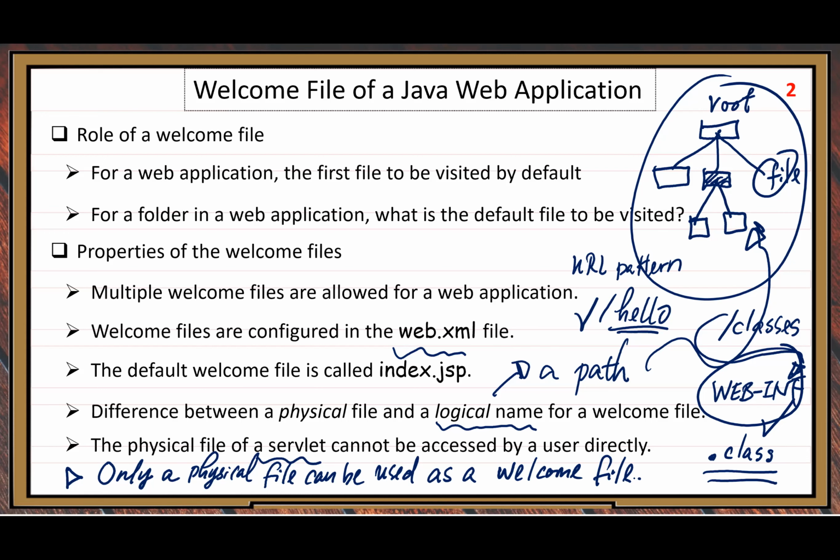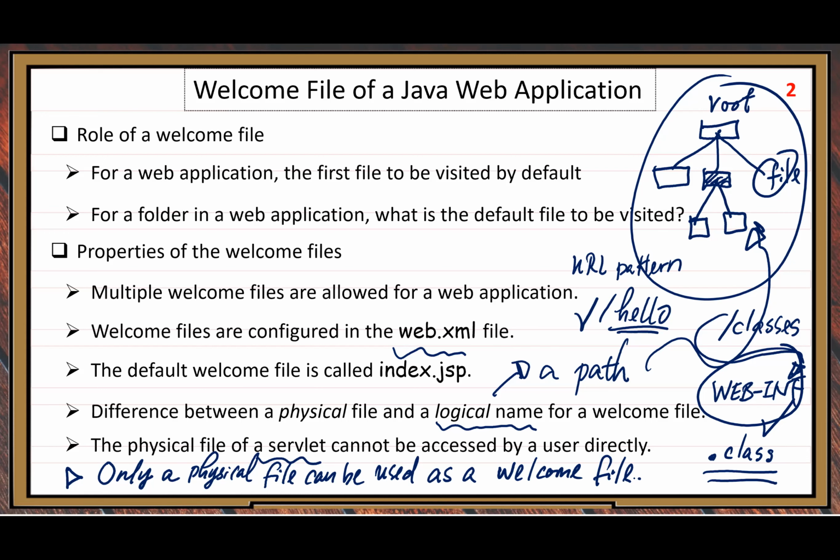If you put a logical name like /hello, then Tomcat needs to go under the root folder and try to find a file called hello, but it cannot find it. Then you will get an error. So this is very important. A physical file must be physical.